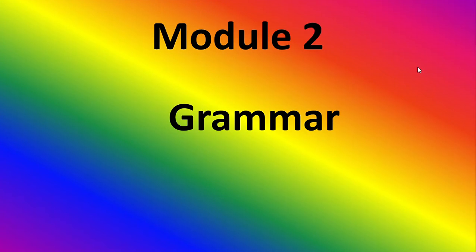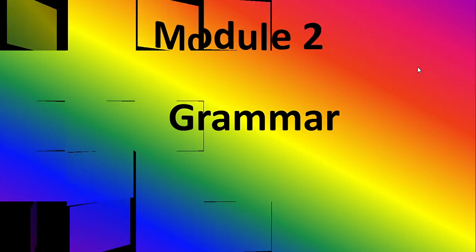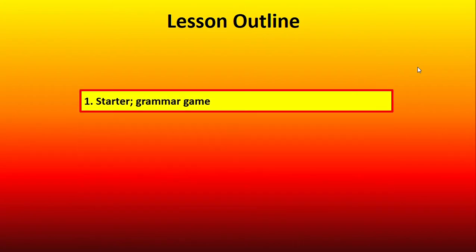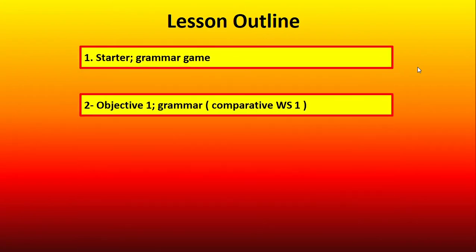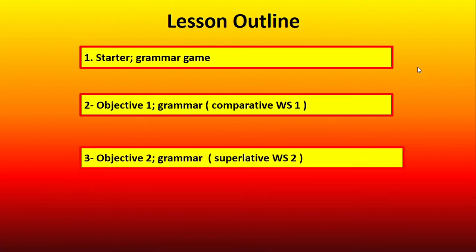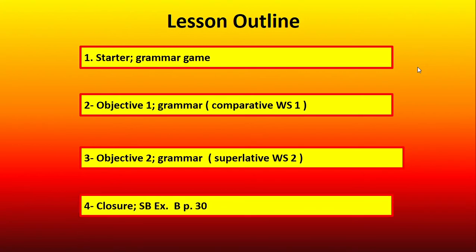This is Module 2, Grammar Lesson, in your student book, page 30. This is the outline for our lesson today. We have the starter grammar. The first objective is to talk about the comparative using our worksheet, then the superlative with worksheet 2, and with our closure, your student book, page 30.